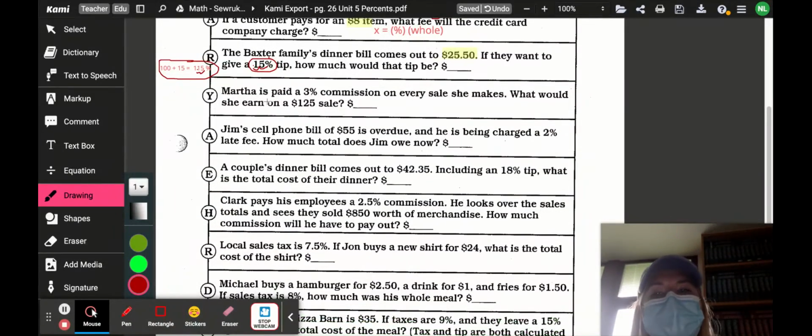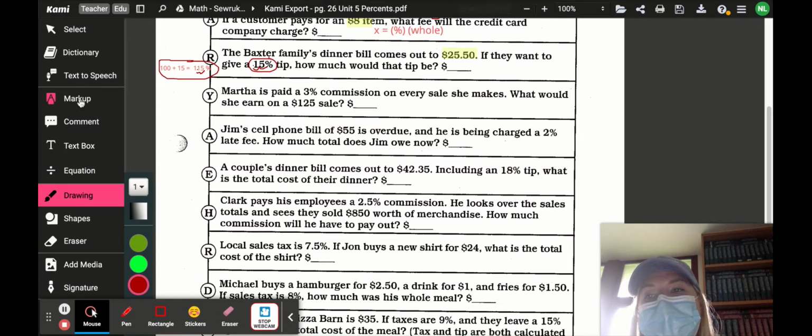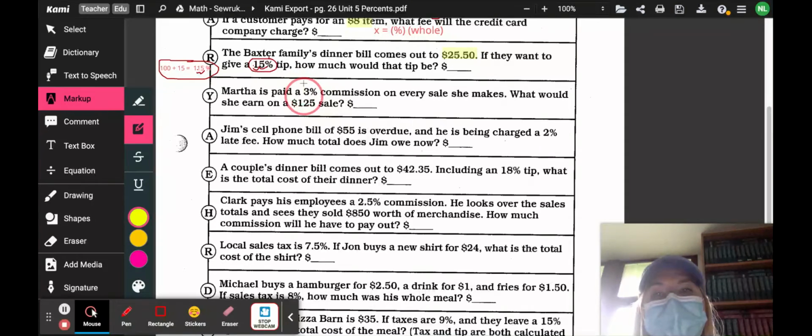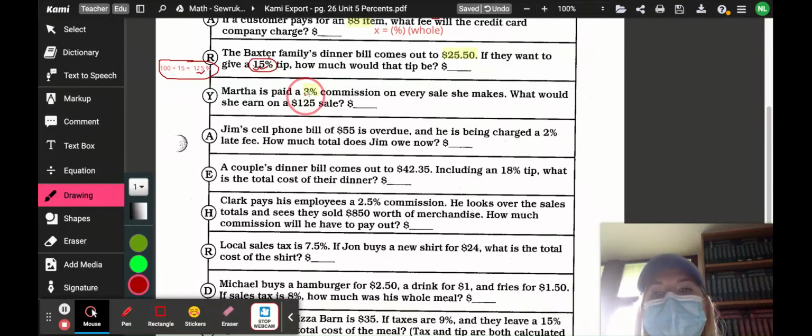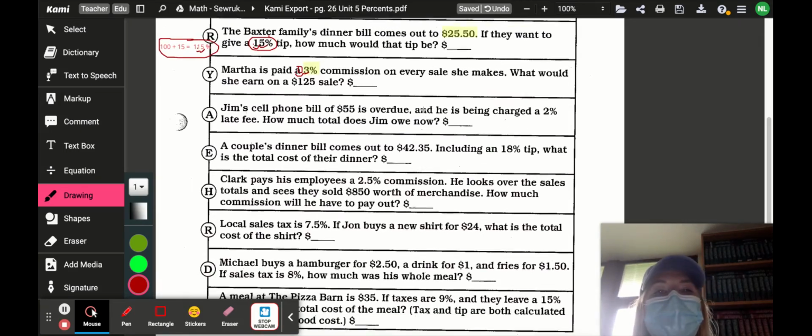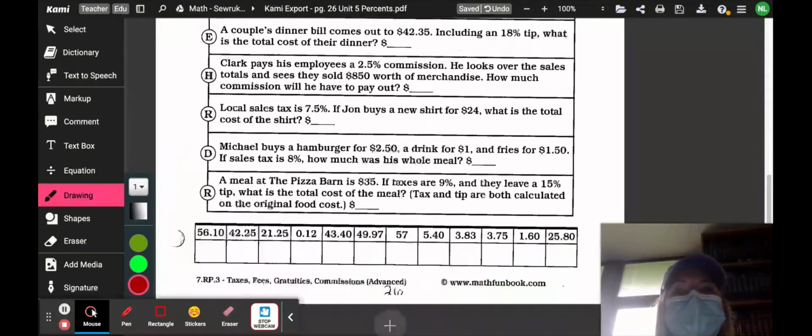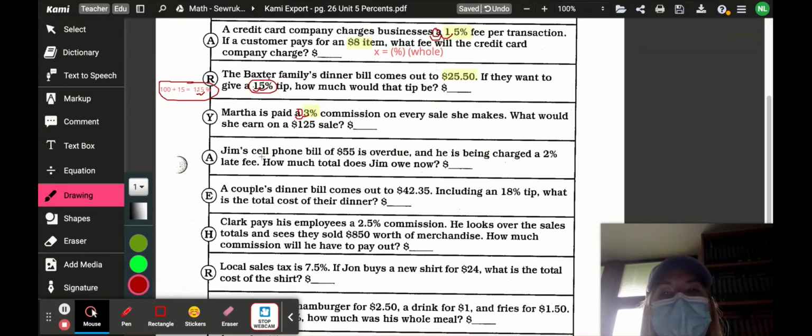Down here, it says for Y, Martha is paid a 3% commission on every sale she makes. What would she earn on a $125 sale? So they just want to know how much her commission is going to be. So once again, that 3%, you're going to move the decimal place 2 places to the left, put in that 0, don't forget the decimal, and then you're going to times it by 125. That, once again, is going to give you your answer, which you'll find on the bottom, and you'll stick in a Y.